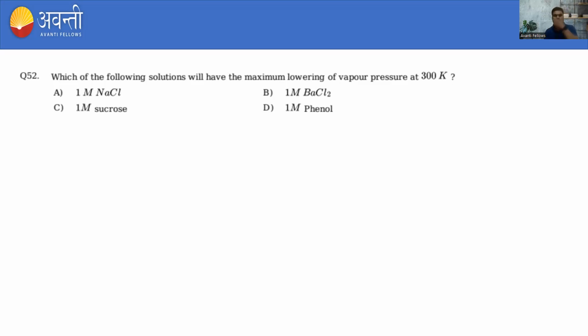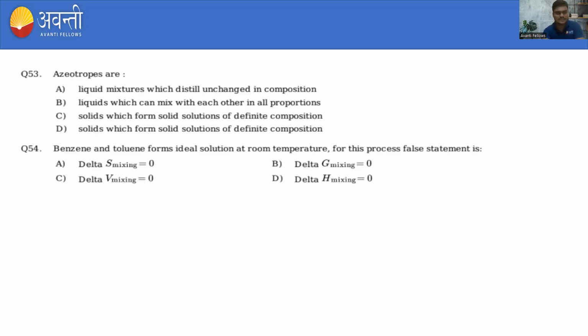कौन करेगा सबसे ज्यादा? So we know that it is the one having the highest van't Hoff factor. For BaCl2, we have Ba2+ and 2Cl-, so we have i equal to 3. In case of NaCl, we have i equal to 2. In case of sucrose, we have i equal to 1. So which of the options is correct? That is option B. This is the correct one. So this is a very simple question from the van't Hoff factor.